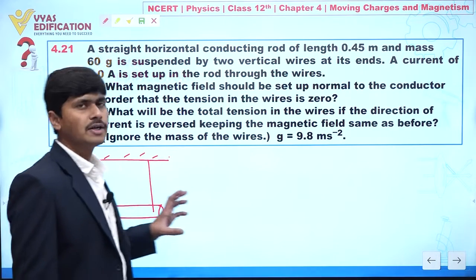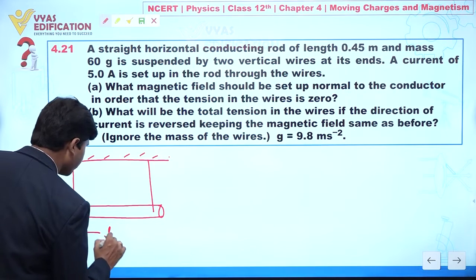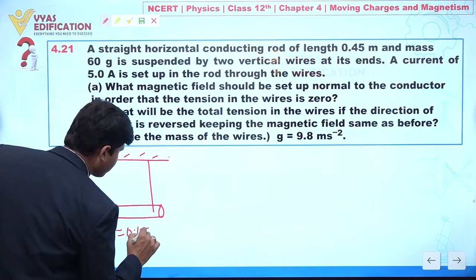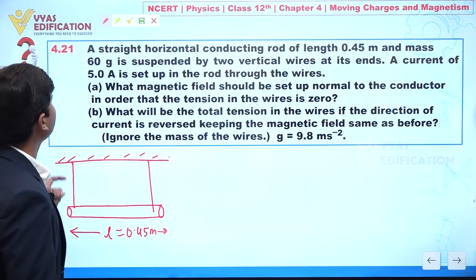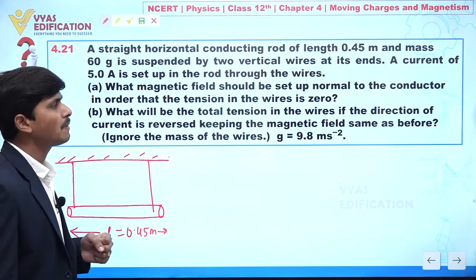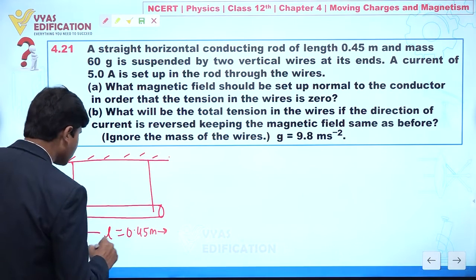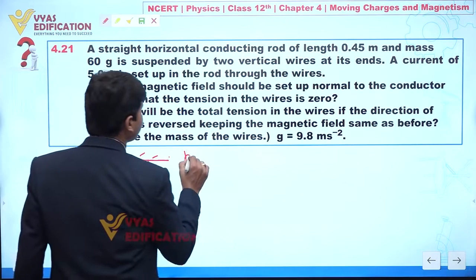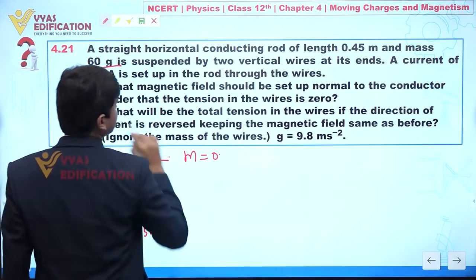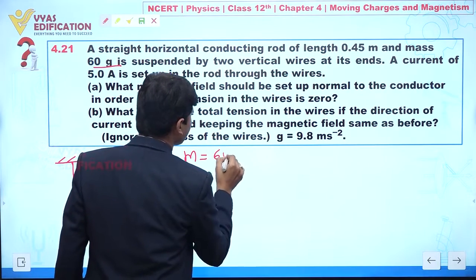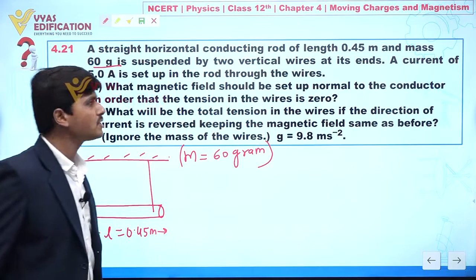It is given in this question, the length of the rod is 0.45 meter. So L equal to 0.45 meter. This is given in the question. And a mass of 60 gram is suspended by two vertical wires. So mass is also given to you, this is equal to 60 gram.